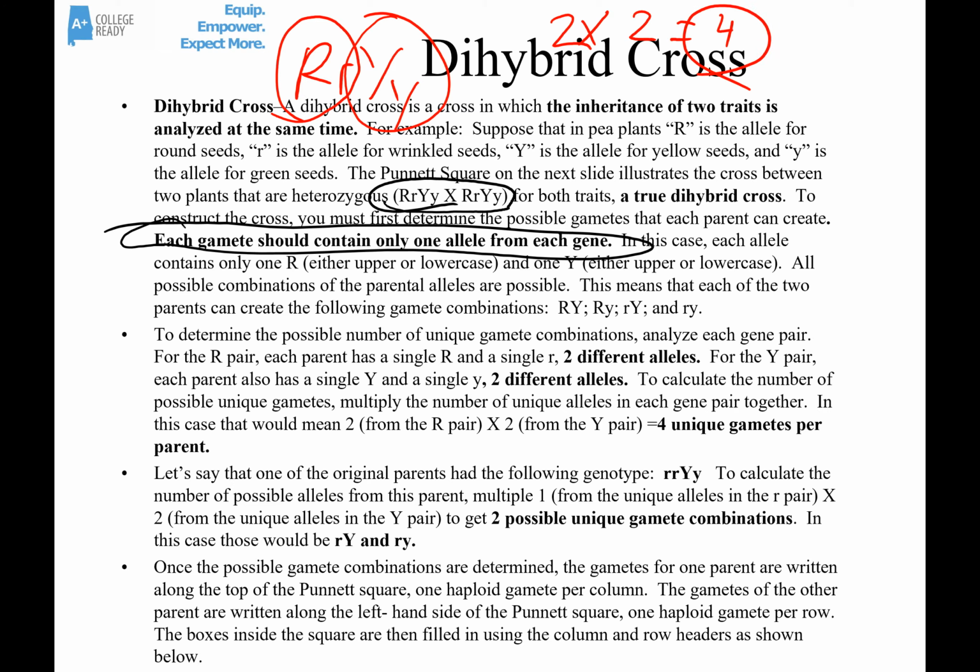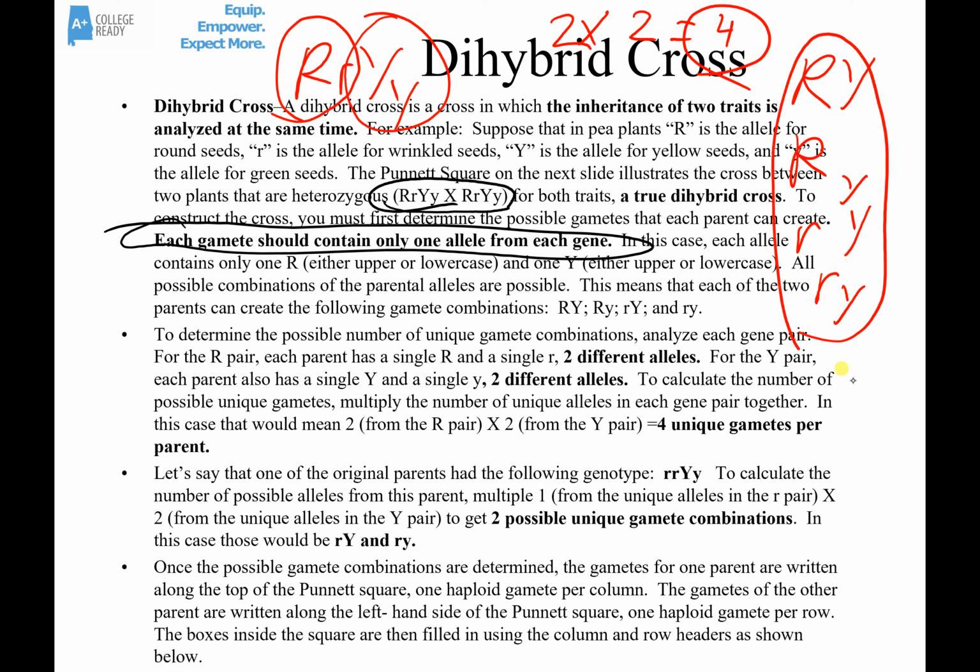So let's figure out what those combinations are. Remember that each gamete has to get one of the R alleles and one of the Y alleles. So they could get a big R and a big Y. That's one. Could get a big R and a little y. They could get the little r and the big Y, or the little r and the little y. So those are the 4 possible gamete combinations for each parent.